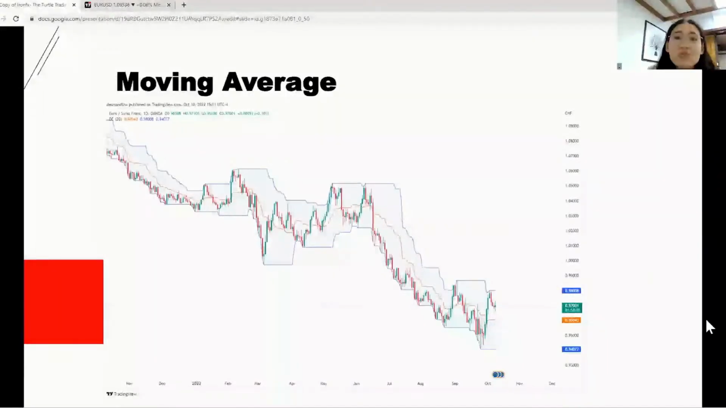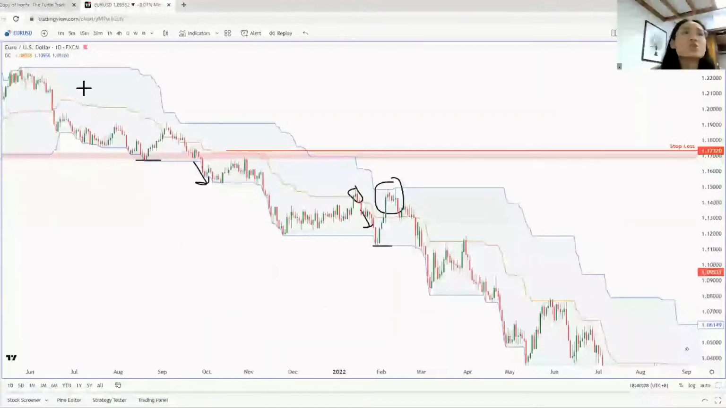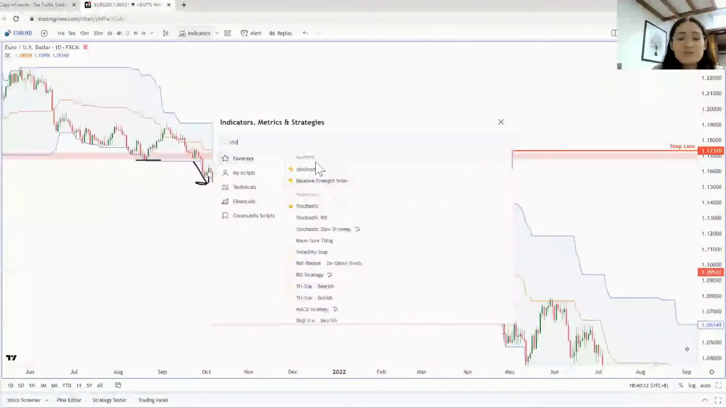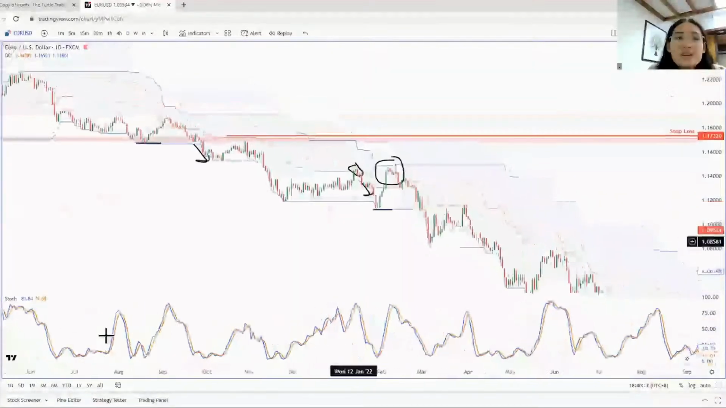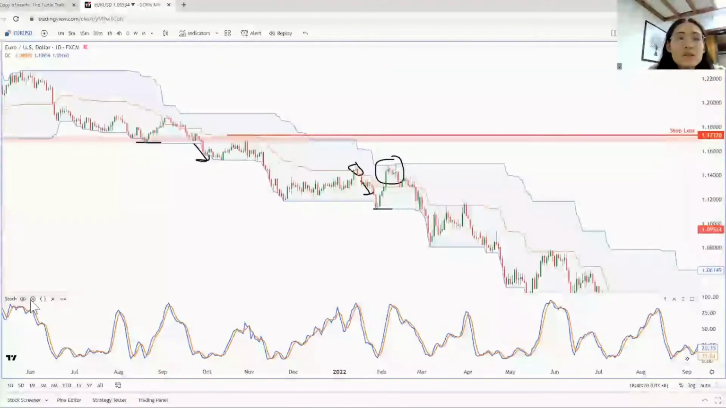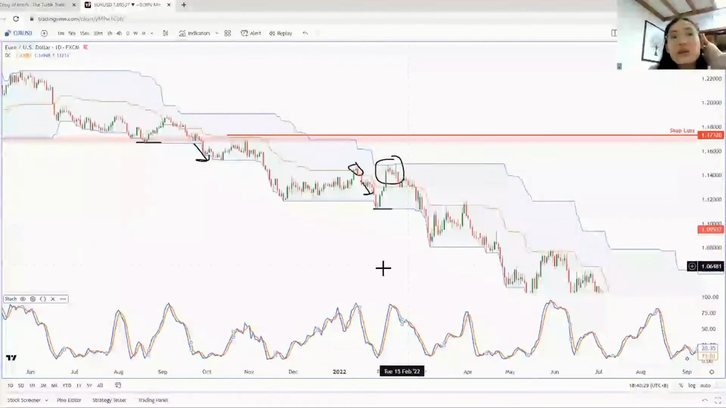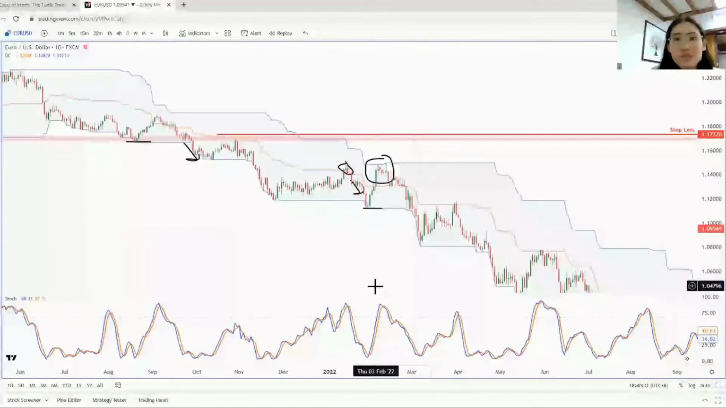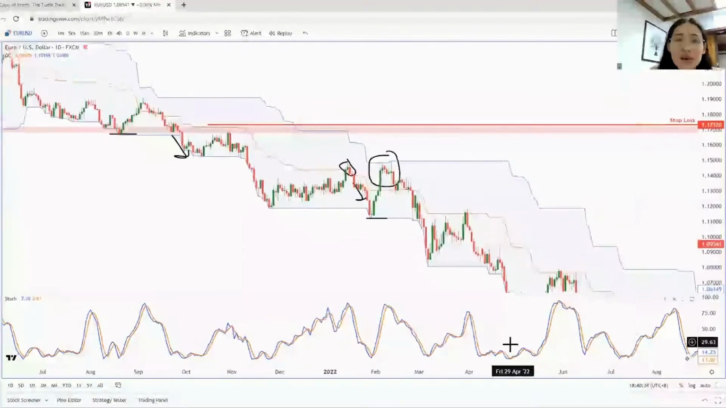So let's get back into another way that they used this trading strategy. After using the Donchian channel, they also made use of stochastic. So let's go ahead and look at that. Stochastic is an indicator that we like to use as well, because it shows us the momentum of price.